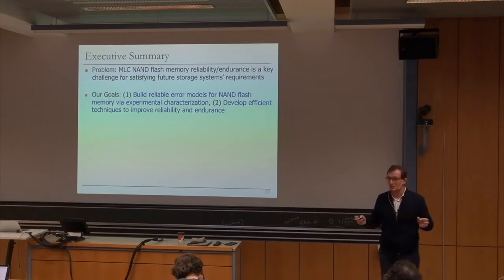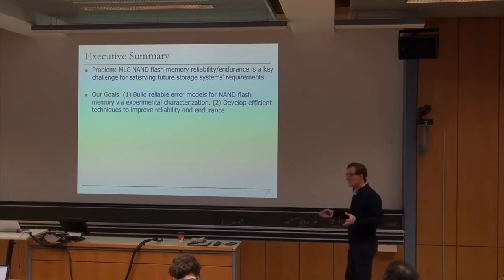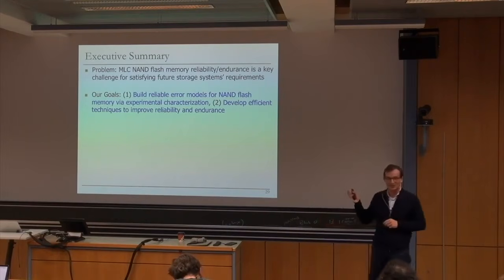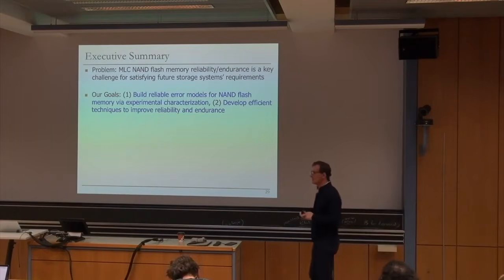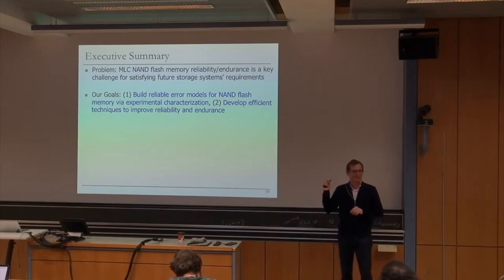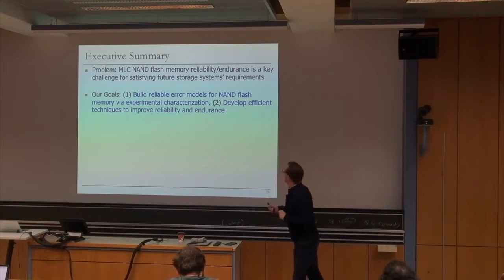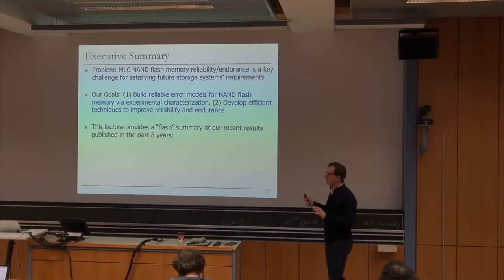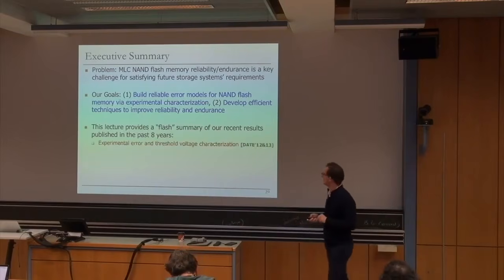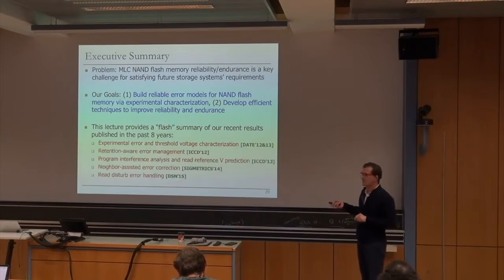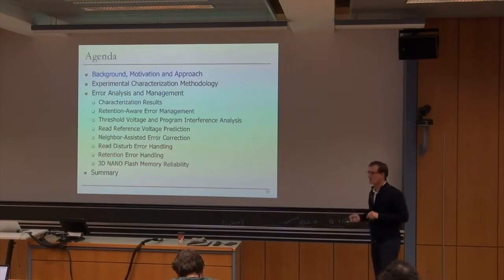And then I'll talk about some of the works that we have done and that are being employed in the field that are based on two goals. One is we want to actually build reliable error models for NAND flash memory via experimental characterization, similar to what we've done for DRAM, for example. But we can be much more precise over here because we have the luxury of measuring the voltage of every single cell. It's not possible to do that in DRAM. And we'd like to develop efficient techniques to improve reliability and endurance. So basically, this is going to be a flash summary of recent results that talk about experimental error and threshold voltage characterization, retention error management, and a bunch of other stuff. We'll see that. Okay, and actually more, but it doesn't fit over here.